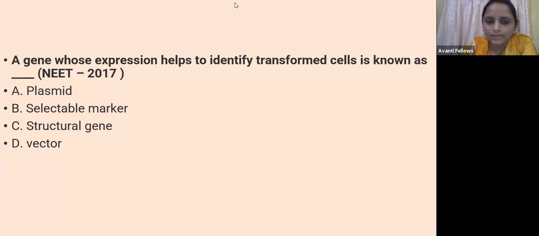Tetracycline, ampicillin. So these are the antibiotic resistant genes which we use as a selectable marker, right? Structural gene is not going to identify transformed cells. Okay, it is also wrong, and the vector is also wrong. Plasmid is also wrong. Okay.